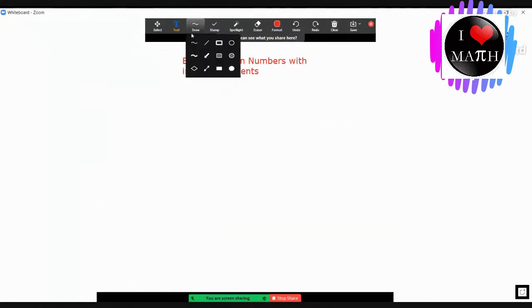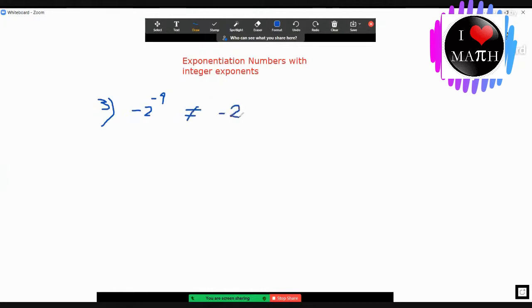Okay, third example. So if you have example number 3, what if you have negative 2 to the negative 4? Okay. So this example is different. It's not equal to negative 2 to negative 4. Okay. They're not the same.